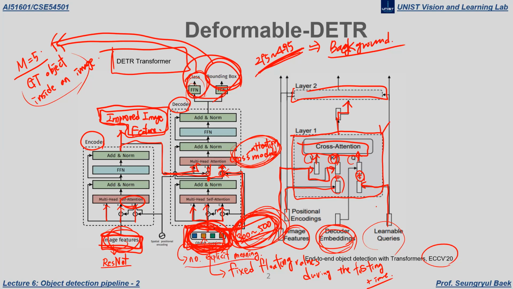They don't have any explicit meaning, they are just trained values. So in the image domain, they don't have explicit meaning, and this causes some weakness in DTR. So maybe afterwards you can realize how to improve these object queries.